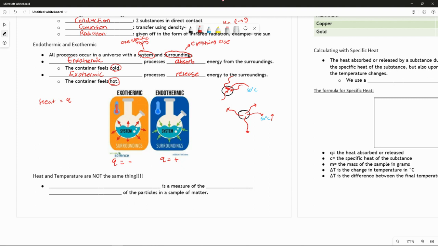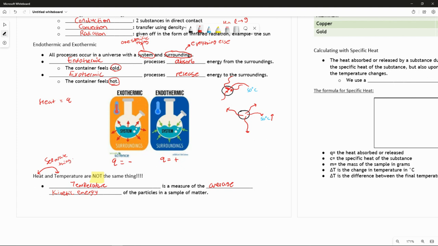All right. Heat and temperature are not the same thing. Temperature is a measure of the average kinetic energy of the particles in a sample of matter. This is important to know because heat and temperature, you can't confuse these two. They are two separate things.